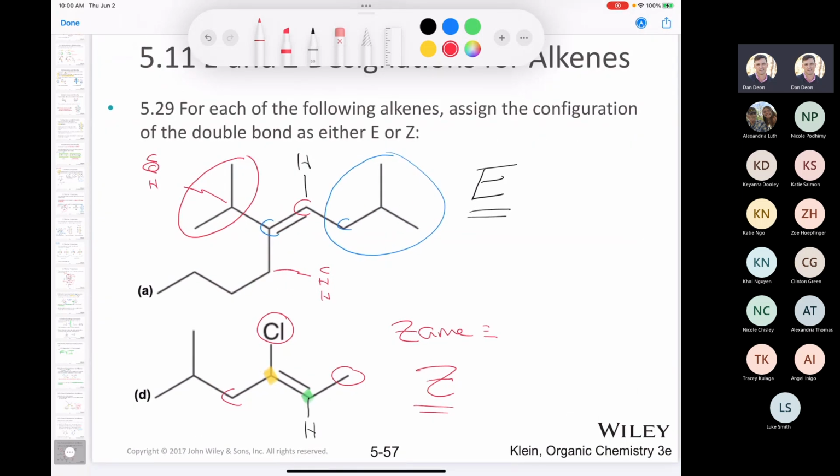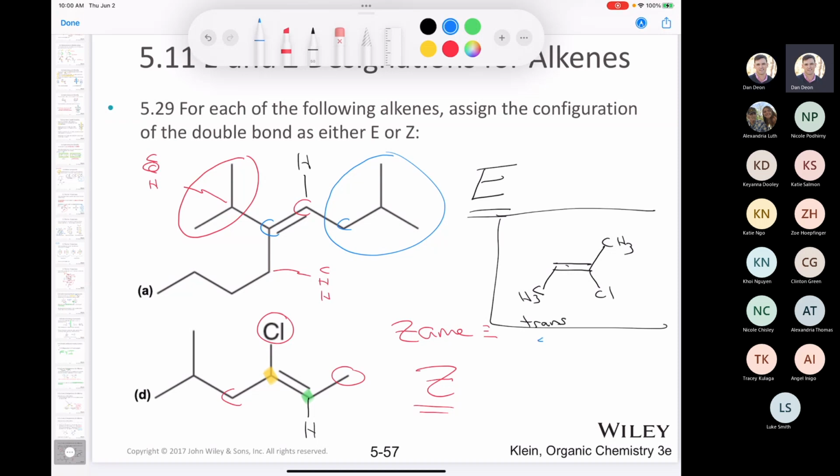Sometimes, or one time a student asked me, can you have a compound that's trans and Z? Or could you have a compound that's cis and E? Is that possible? The answer is yeah. If you look at a compound like this, let's imagine you had this compound, but then you have a chlorine over here, right? You have a methyl group here and a methyl group here. So the compound is trans, okay?